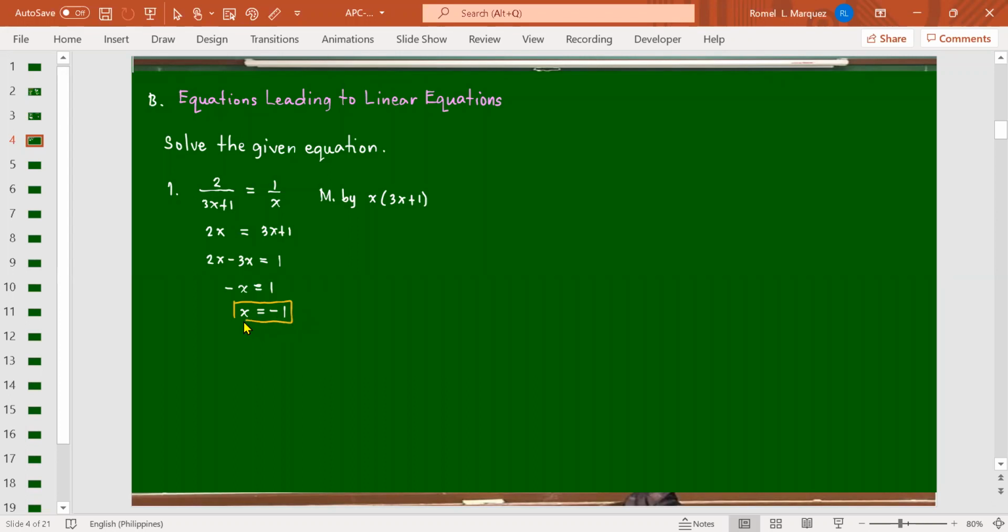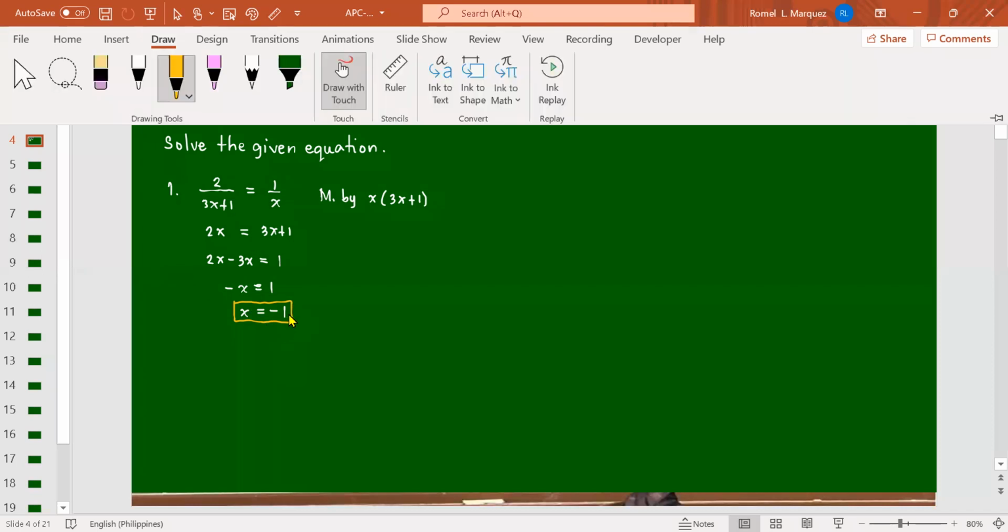Since we did not get the restrictions in the given equation, we accept this value. What we do not want, x equals 0 or x equals negative 1/3. So we're now safe, no? So this is accepted as solution.